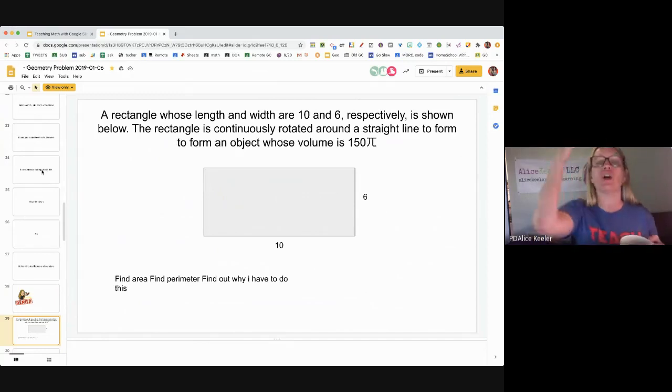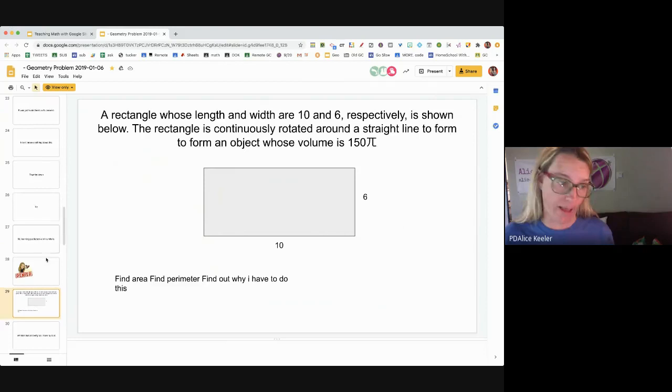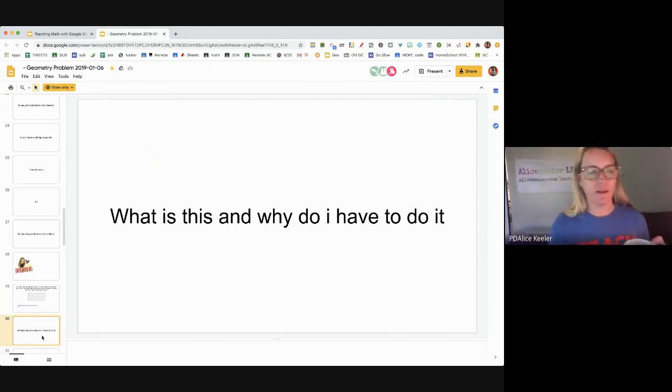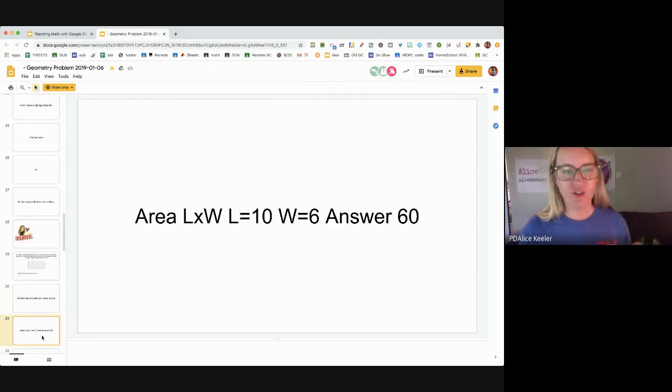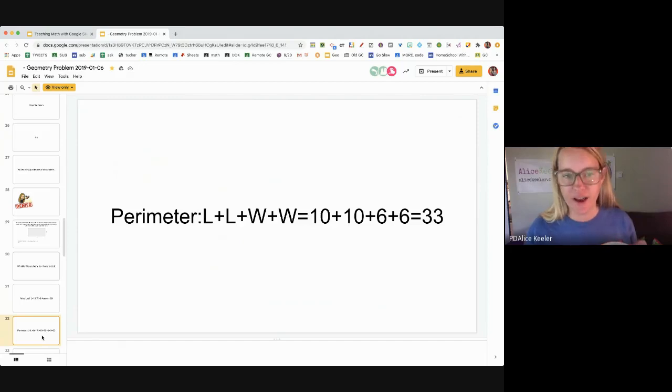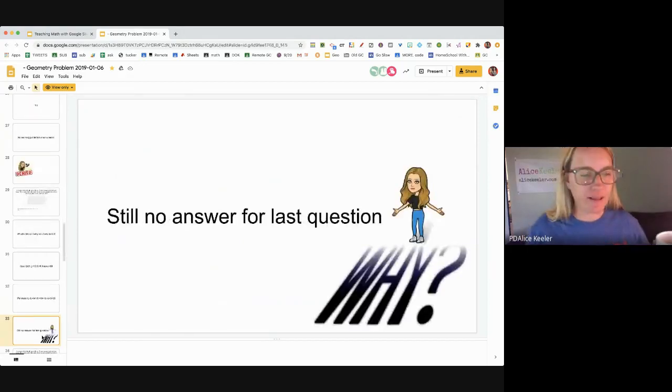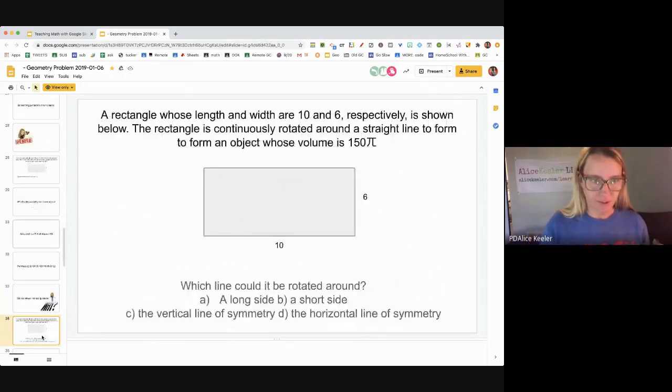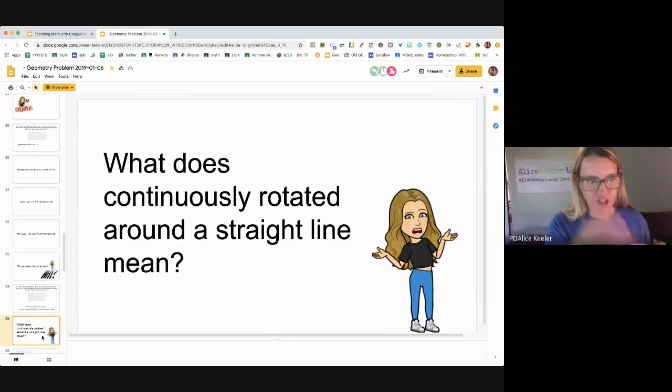I said, well, what could you find? Like, well, I can find the area and perimeter. I don't know why. Fine. Great. So she's finding the area. She's finding the perimeter. There's still no answer. I said, what is the question? Then we copy and pasted the original slide again. The question is, what does continuously rotate around a straight line mean?